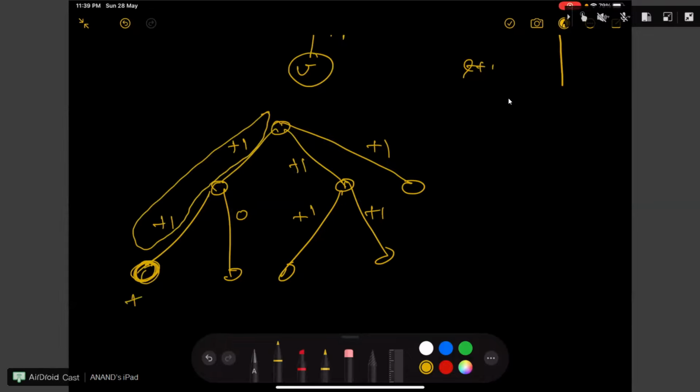Like this will be drawn at time 2, this will be drawn at 1 plus 0, so this will be drawn at plus 1, this will be plus 2, this will be plus 2, this will be plus 1. So now you know at what time each of the vertices will be drawn. Just take the maximum over them.